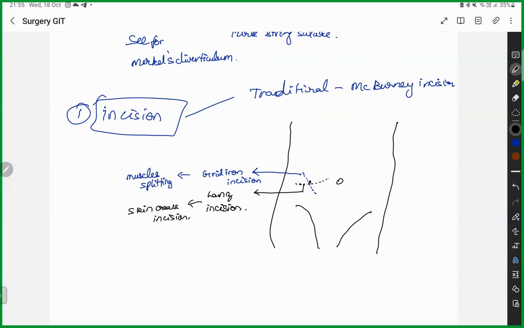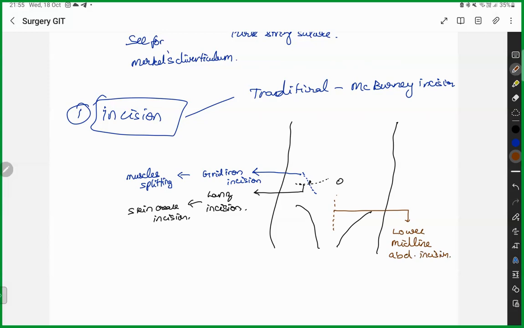Then you are going to have another type of incision, which is given at the center like this. Can you see? You are going to have an incision. What is this incision called? This incision is called the lower midline abdominal incision.